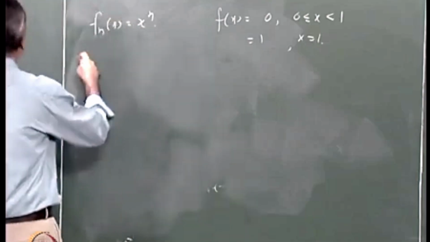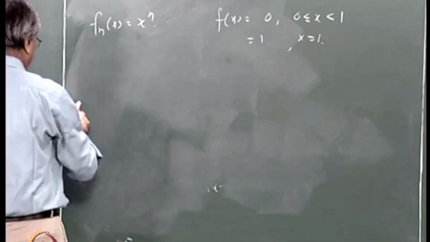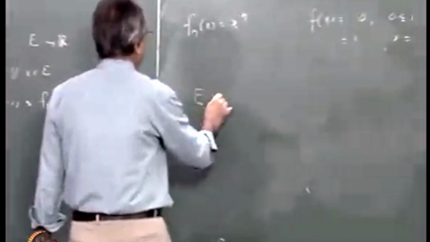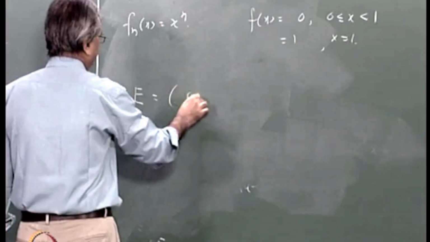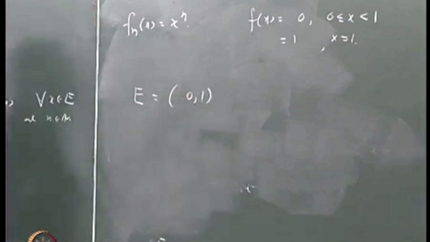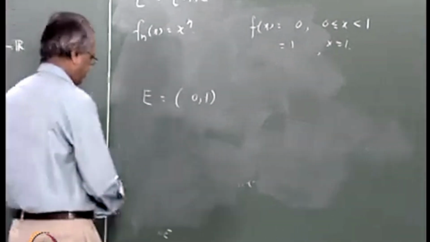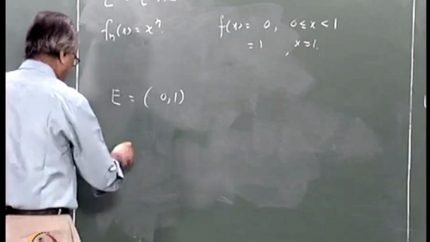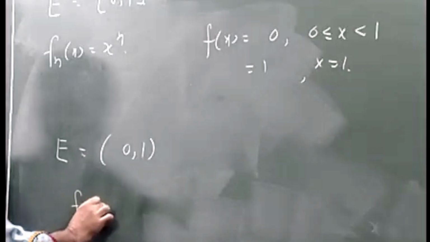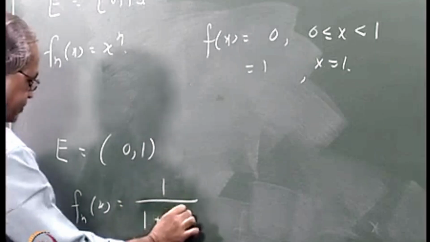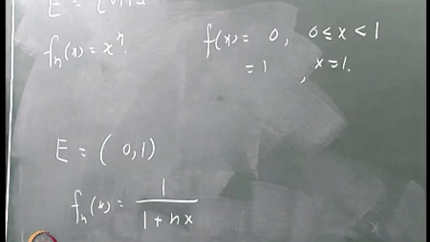Let us take one more example of a similar type. Suppose I want to check whether compactness can be dropped. So you take E, instead of this, as the open interval 0 to 1. Then that is not compact. Now suppose I take Fn of x as 1 by 1 plus nx.